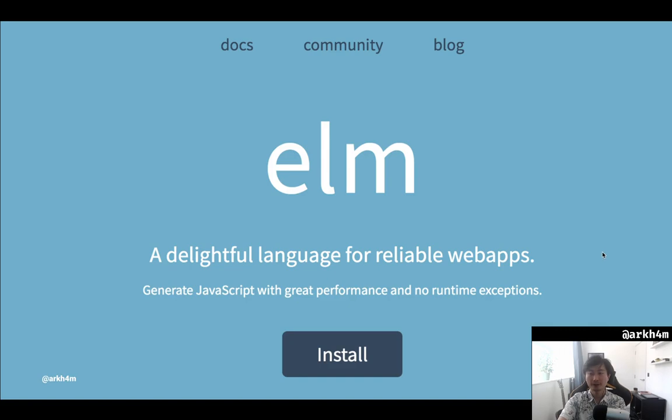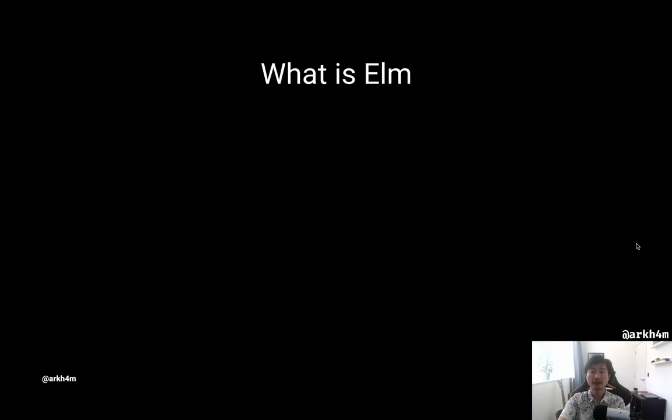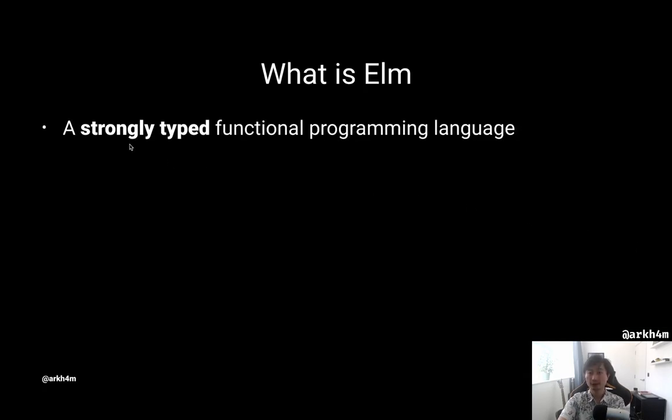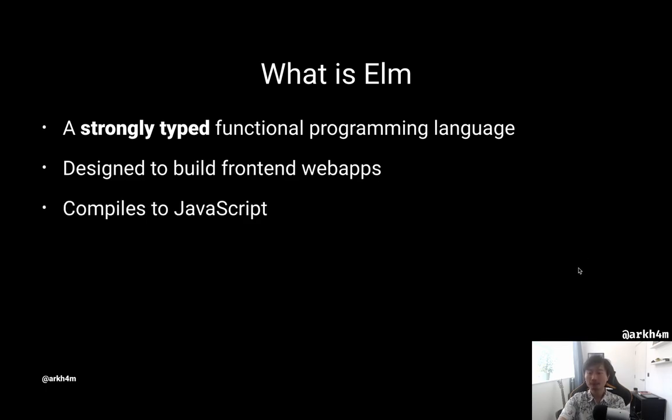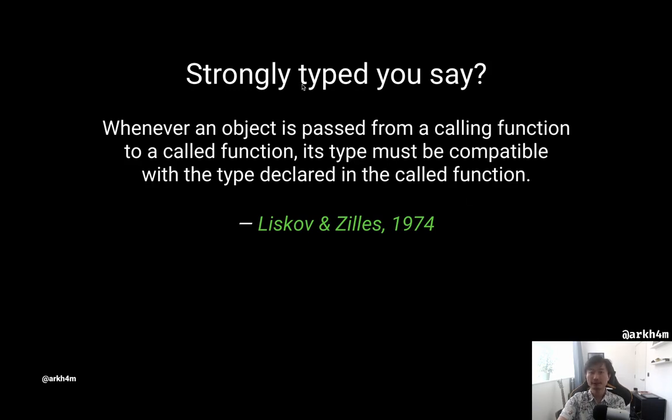What I'm going to talk to you about today is this language called Elm, this delightful language for reliable web apps, right? So first of all, it's a strongly typed functional programming language. It's designed to build web apps, and it compiles to JavaScript. So your browser will end up running vanilla JavaScript, but you're going to be writing your code in Elm. And strongly typed, I think, is something we are all familiar with. It basically means that whenever we call a function, we want to make sure that the arguments that we pass are exactly of the right type. We don't want them to be random types, right?